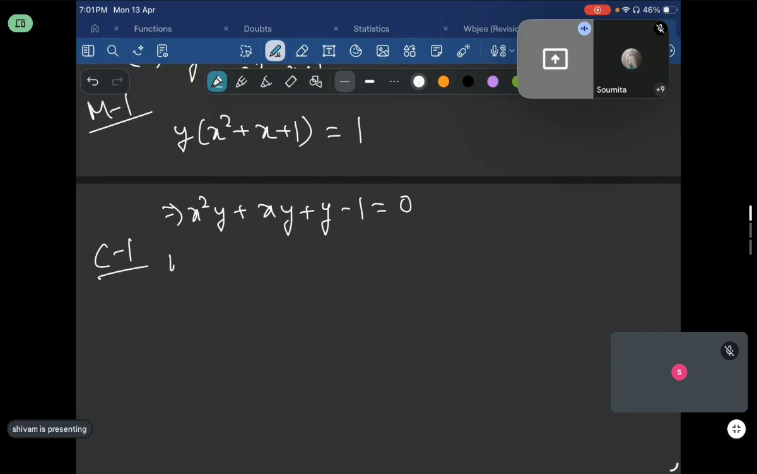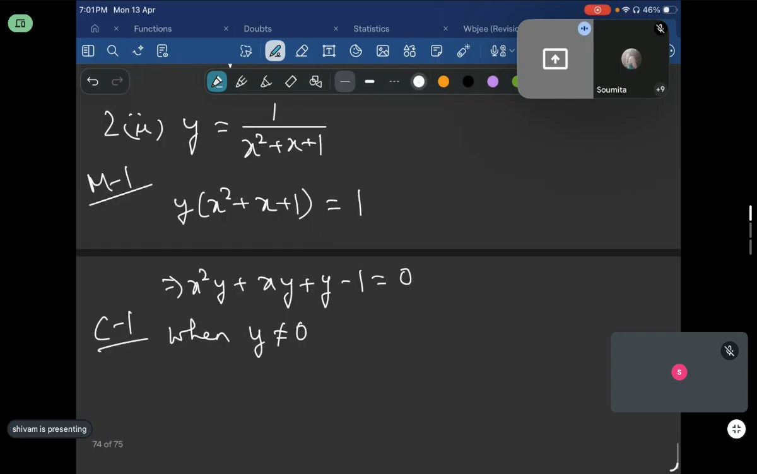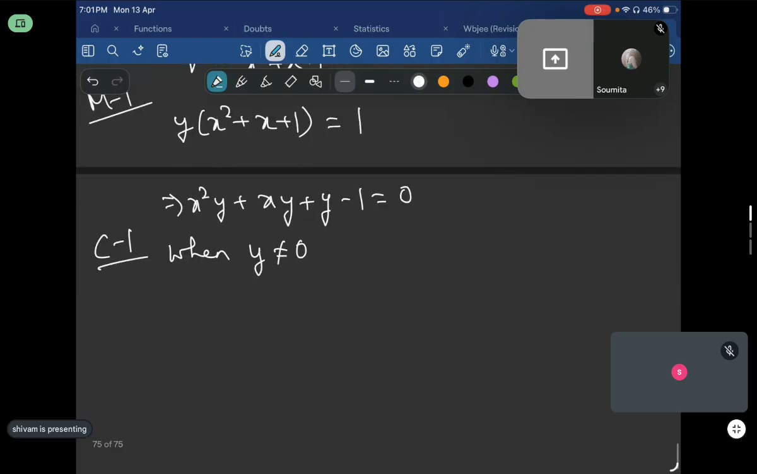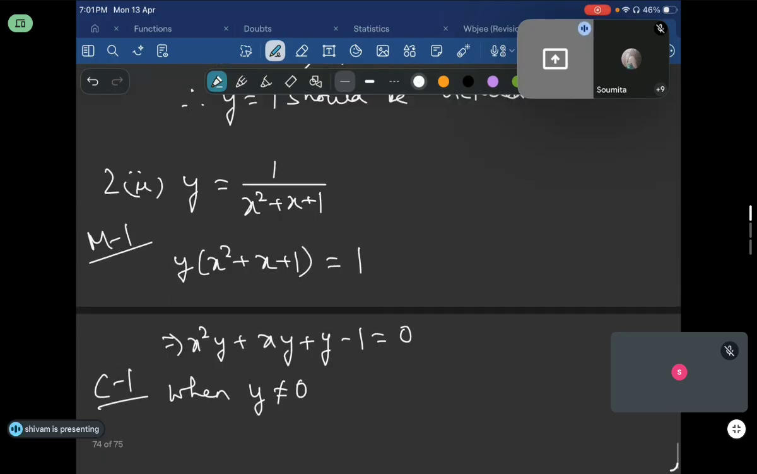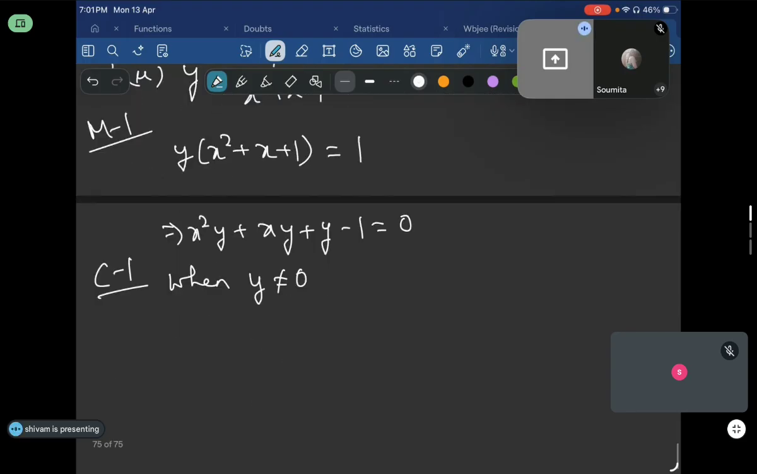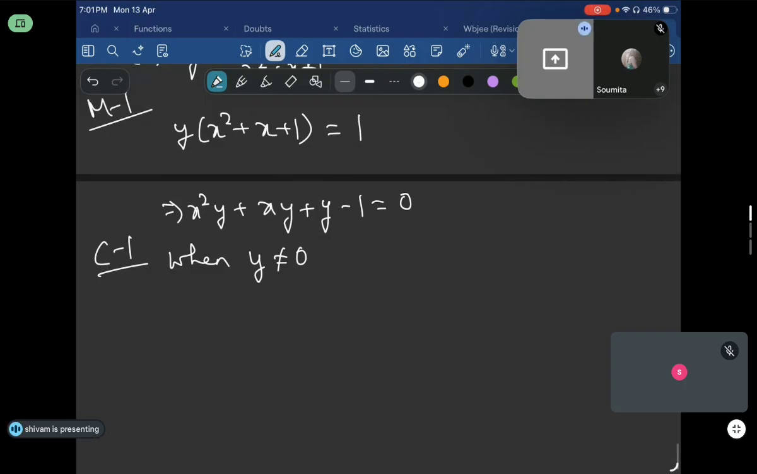Case 1, when y is non-zero. When y is not equal to 0, then only you are going to get a quadratic. Over here, y cannot be 0. If y is equal to 0, then x will be infinity only. Okay. So there will be only one case when y is not equal to 0. Discriminant should be greater than or equal to 0.